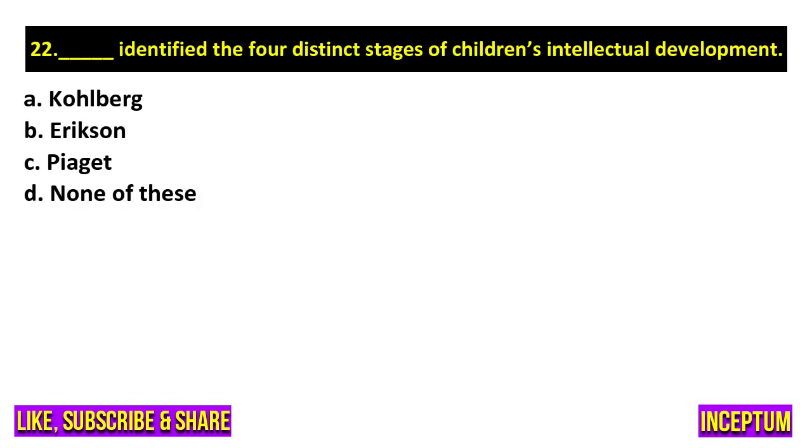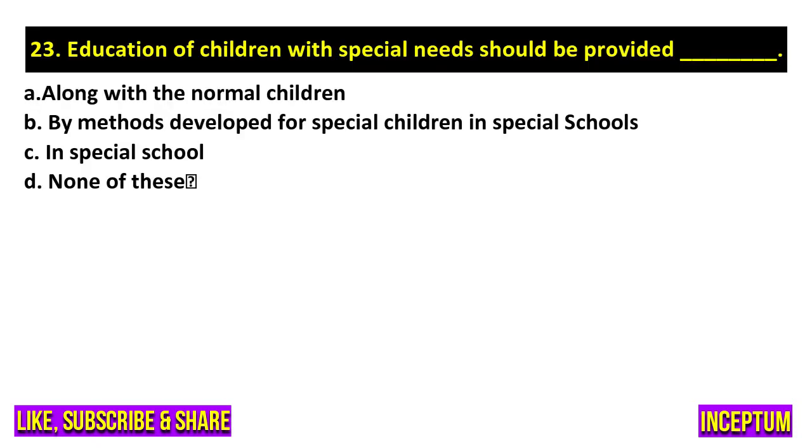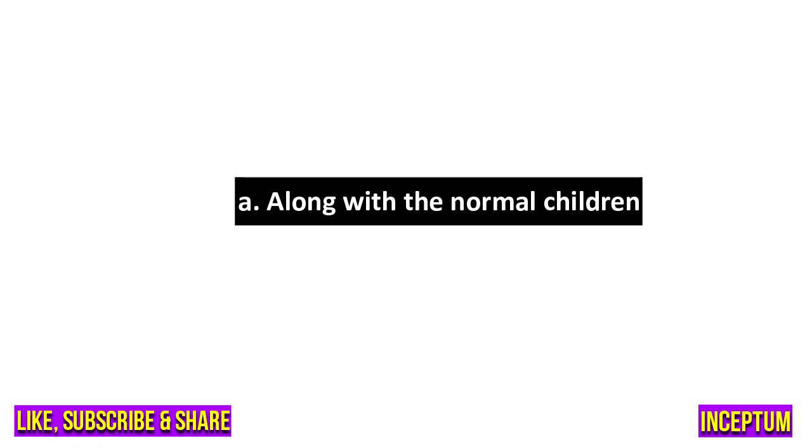Question number 22. Dash identified the 4 distinct stages of children's intellectual development. In the options we have Kohlberg, Erikson, Jean Piaget, none of the above. And the right one is option C, Jean Piaget. Question number 23. Education of children with special needs should be provided. In the 4 options we have along with the normal children, by methods developed for special children in special schools, in special school, none of the above. And the right answer of this question is option A, along with the normal children.